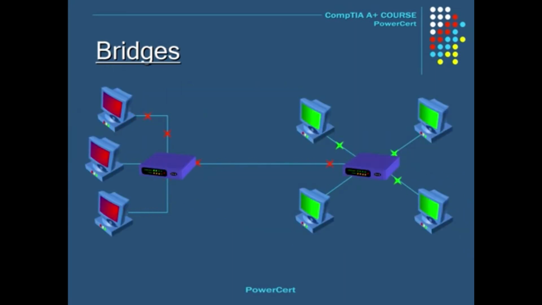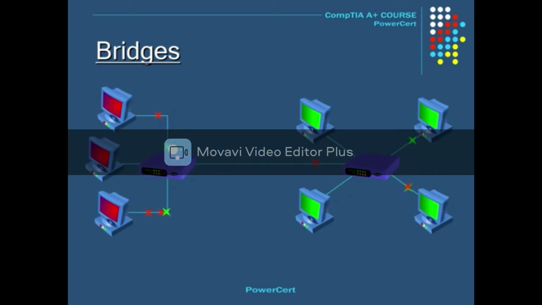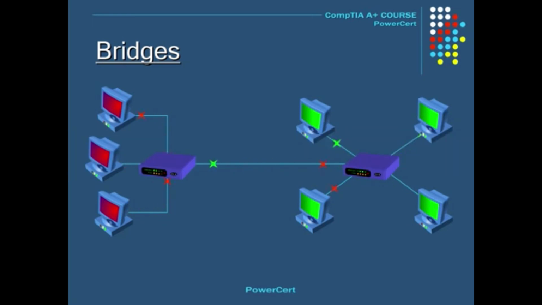Bridges are used to divide a network into separate collision domains. For example, here we have a network, and this network is segmented into two by a couple of hubs. If you notice, all the broadcast traffic from the two segments is seen by all the computers on both sides, and this causes unnecessary traffic. So that is where a bridge can be helpful.